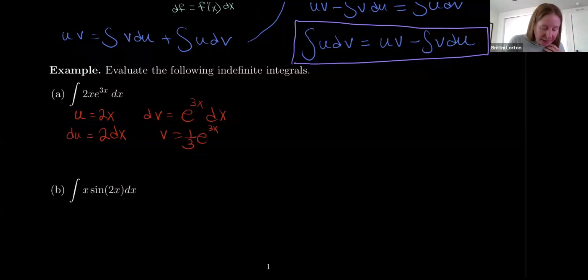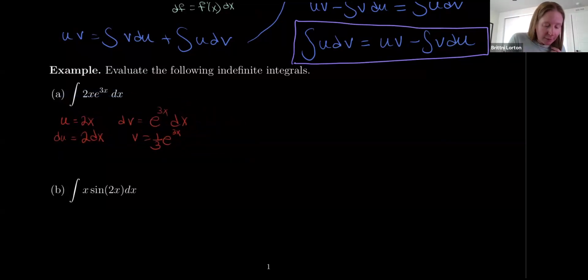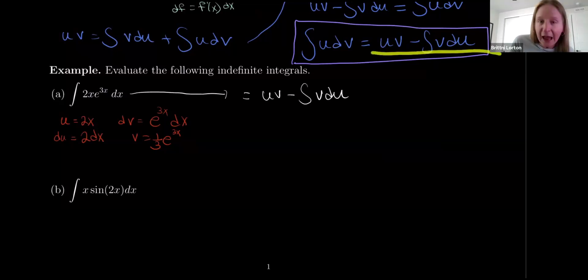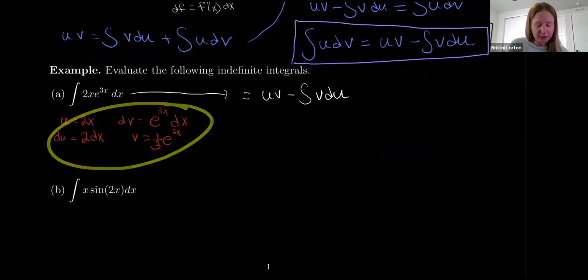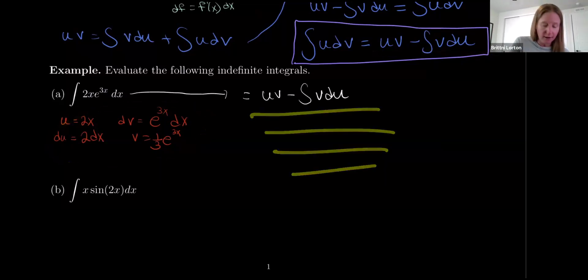Now I have all of the pieces that I'm going to need. Now I'm going to fill in my formula. I'm going to draw a little arrow over here, and this is going to equal uv minus the integral of v times du. That was filling in the other half of that integration by parts formula. Now I'm literally going to plug and chug. Once you've done all of the decision making over here on the left, now you're going to do just a plug and chug on the right.